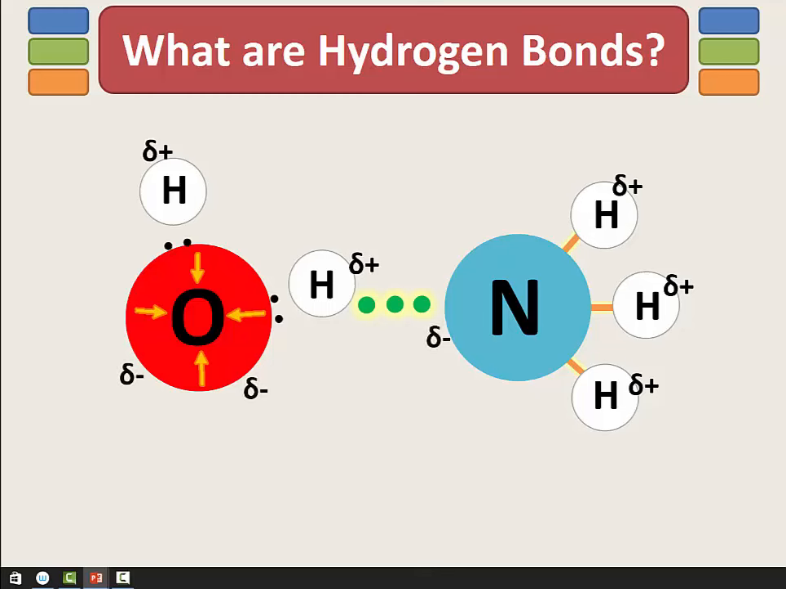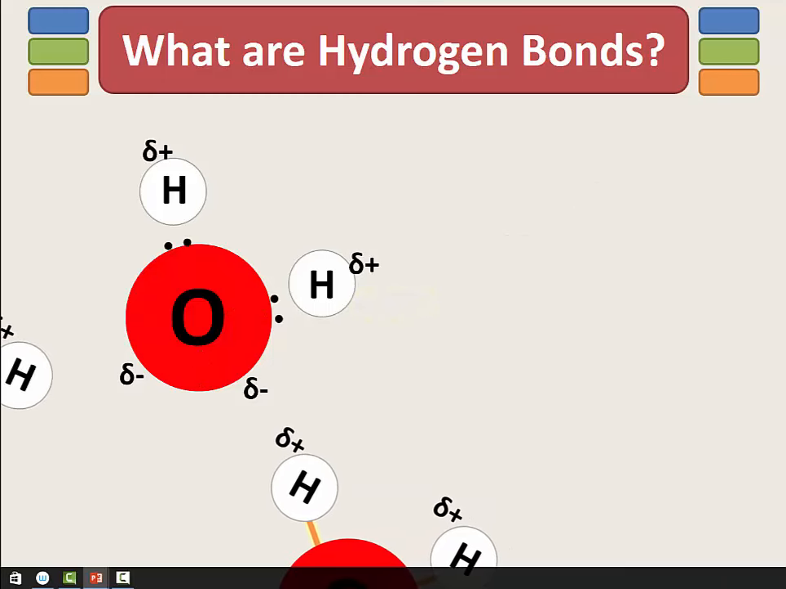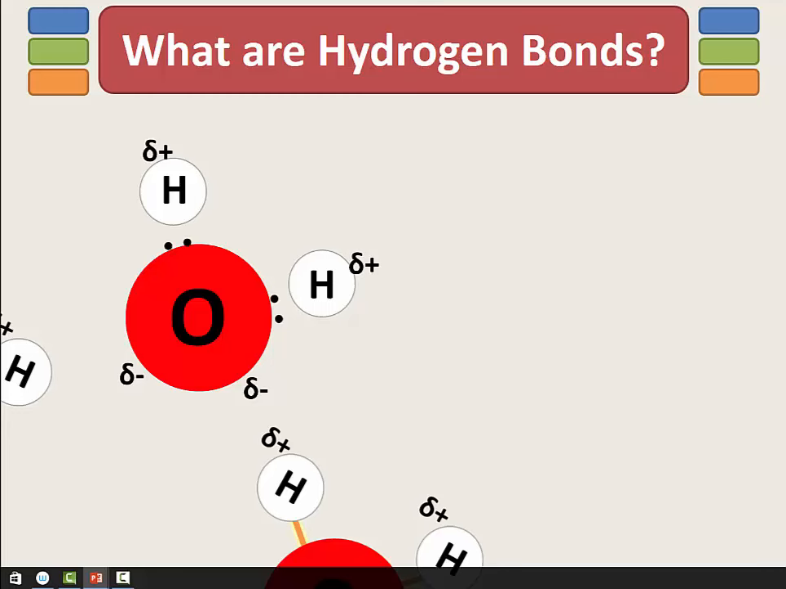The partial negative charge on the oxygen atom from one molecule can be attracted to the partial positive charge on a hydrogen from an adjacent molecule. This attraction creates a weak bond that we will refer to as a hydrogen bond. Hydrogen bonds, as you can see, are typically represented by a series of 3 dots between the associated atoms.